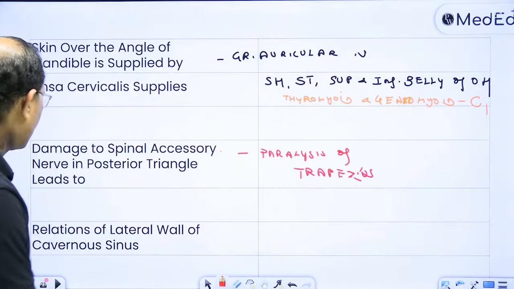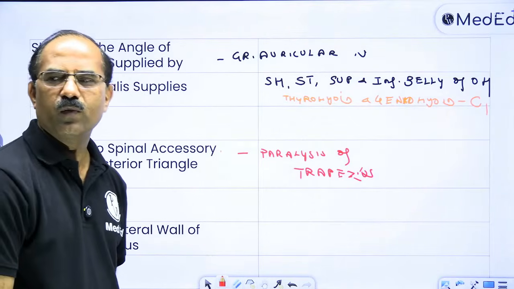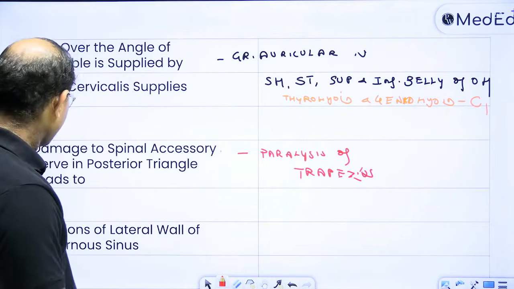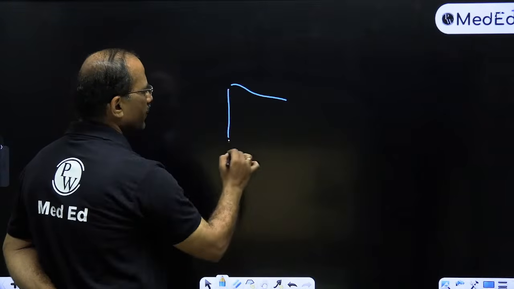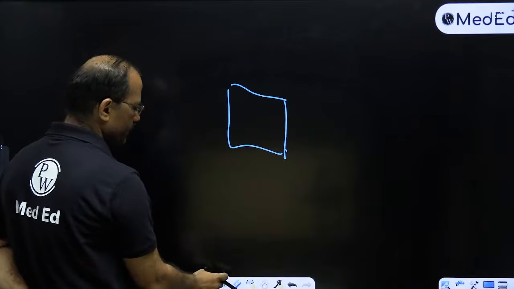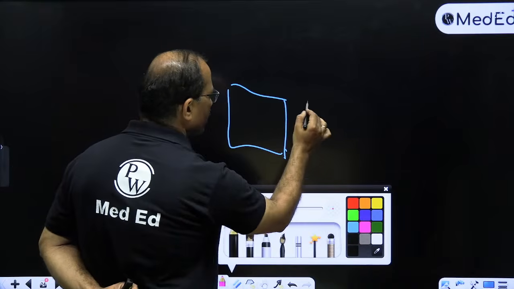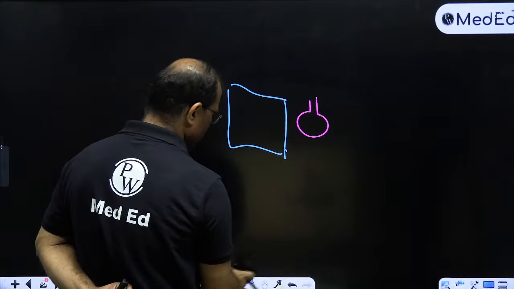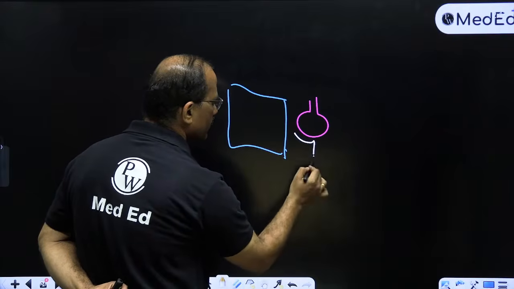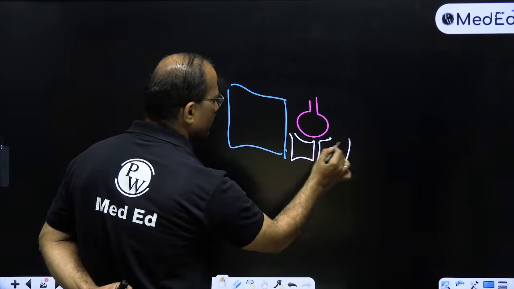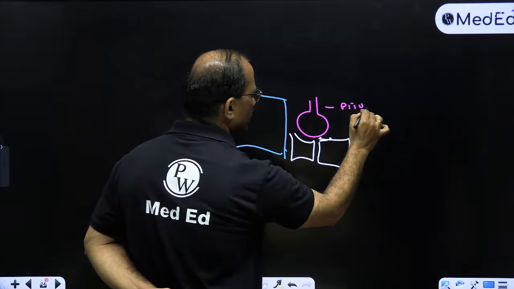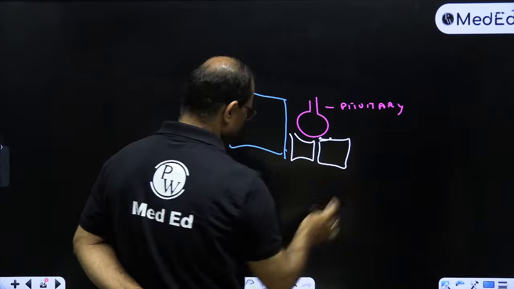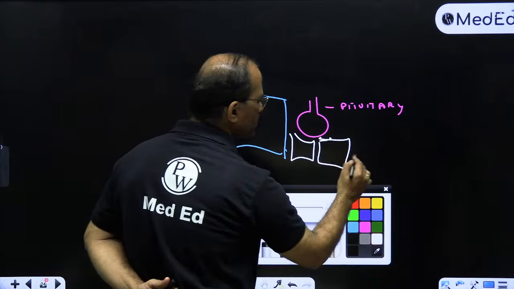Fine. Okay. Relations in the lateral wall of the cavernous sinus. Can anyone tell me the relations in the lateral wall of the cavernous sinus? Yes. This I have drawn as the cavernous sinus. What's this and what's this? This is the pituitary gland. What is this below the pituitary gland? Sphenoidal.